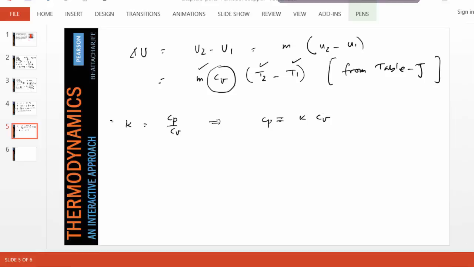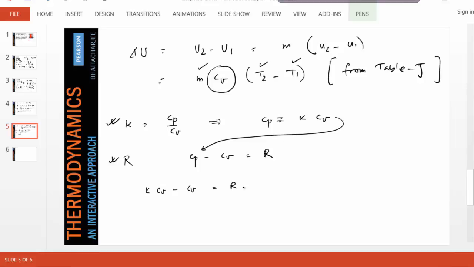And what else is given? K is given to us and R is given to us. We also know Cp minus Cv equals R for ideal gas or perfect gas, for both PG and IG model. This we should always remember. Again, this is available in the formula sheet. So if we substitute this here, we get K times Cv minus Cv equals R. That tells us Cv equals R divided by K minus 1.